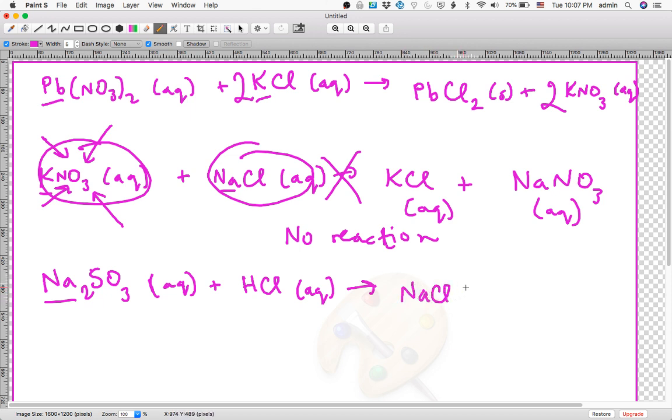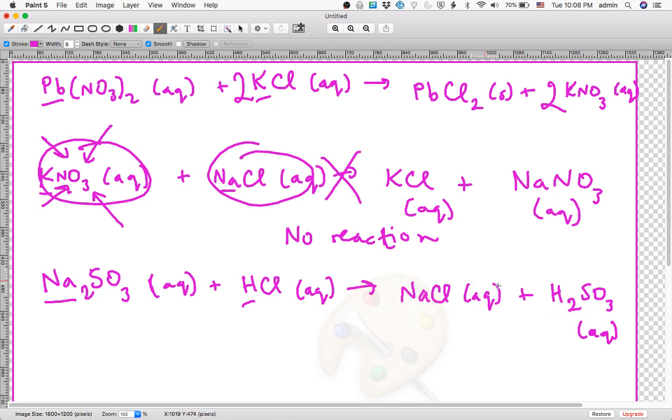I already know that NaCl is soluble in water, so I put Aq there. Just NaCl, it is soluble in water because it has Na. Na is a group 1A metal. The other thing is H2SO3. Now H is 1 plus. SO3 is sulfite. It is 2 minus. That means we need 2 H's to make this a neutral compound. Okay, so this is it.